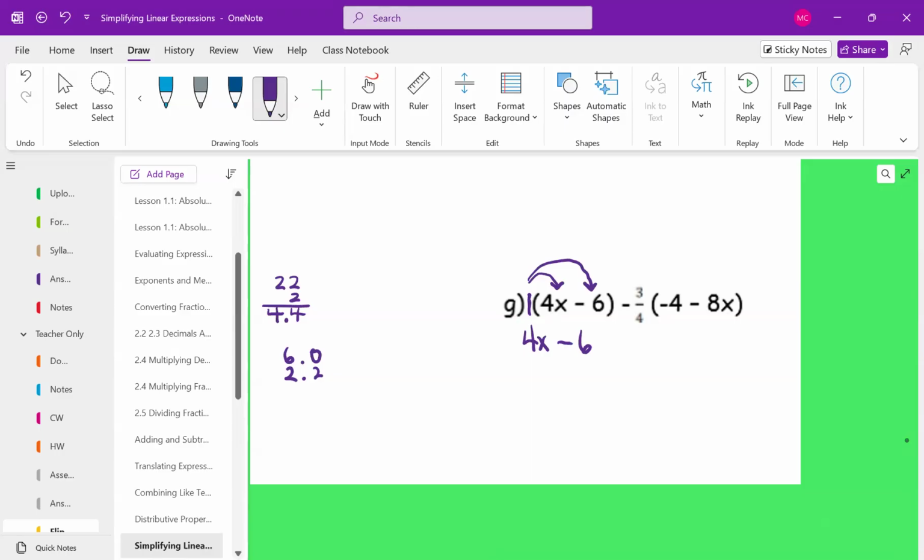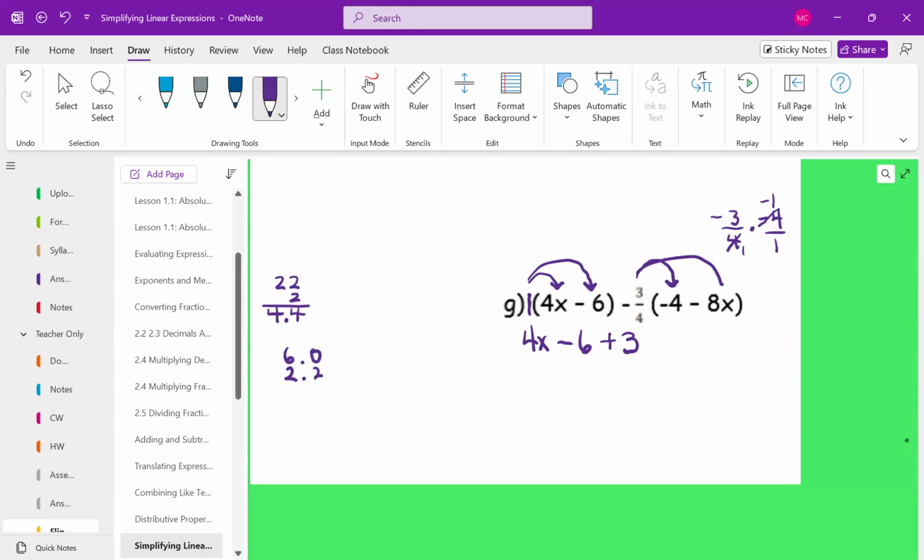Now, what are we distributing to the second set of parentheses? A fraction this time. Negative 3/4 times negative 4. So negative 3/4 times negative 4 over 1. We're going to simplify. 4 goes into 4 once. 4 goes into -4, -1. Negative times a negative is a positive, so we have +3 here. When we multiply the denominators, we just get 1.